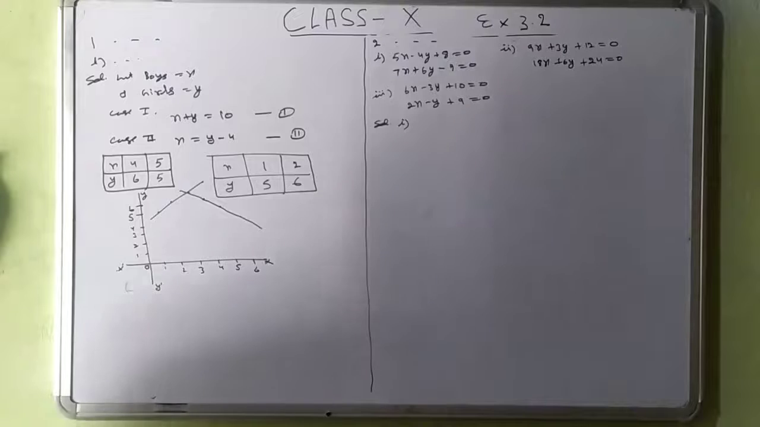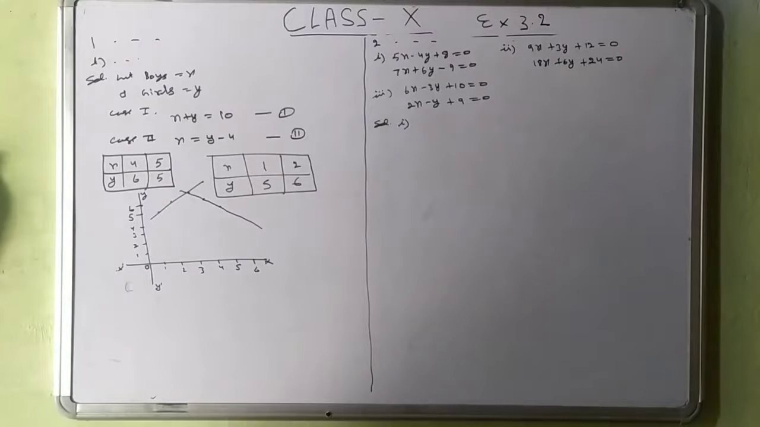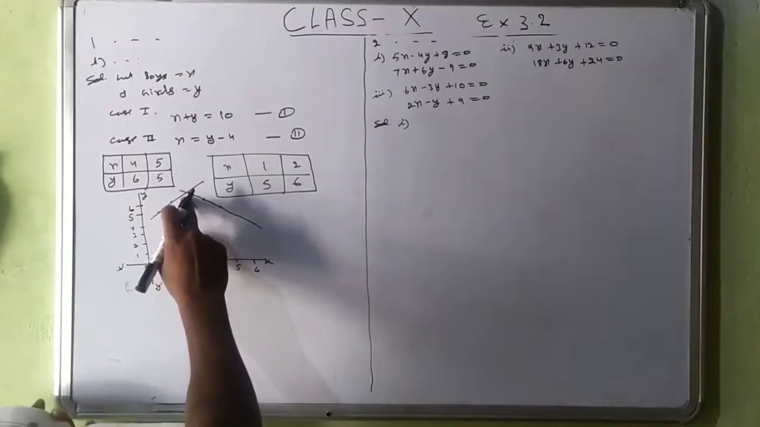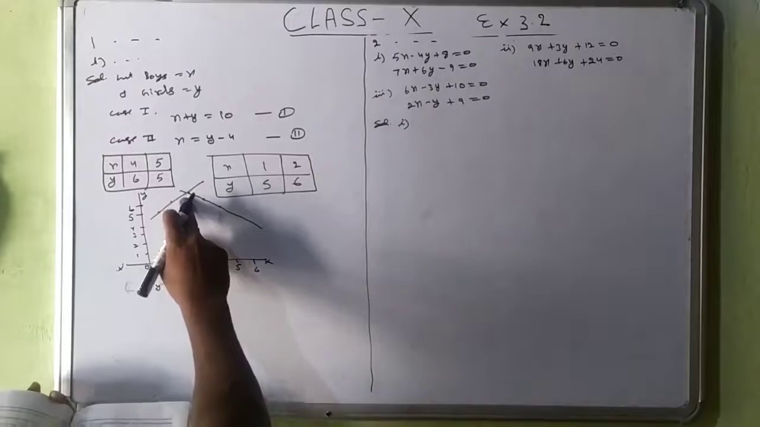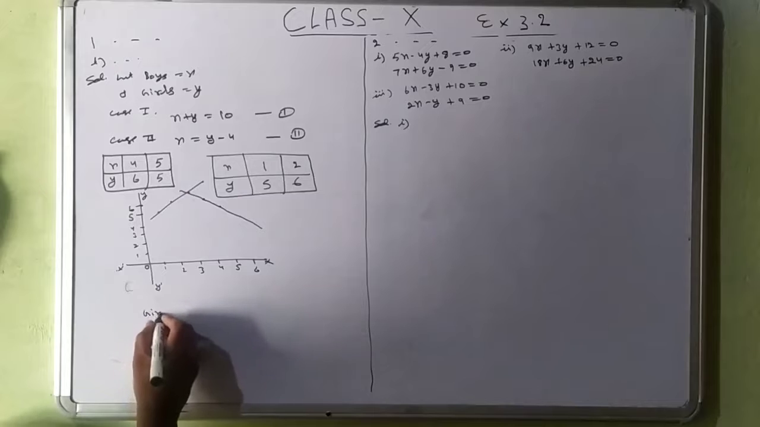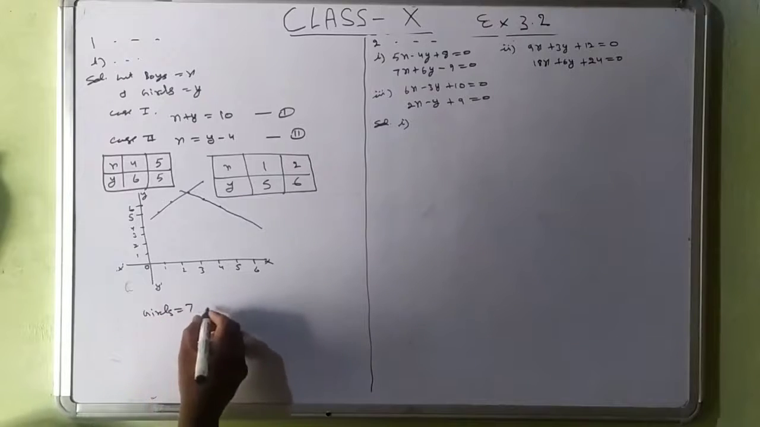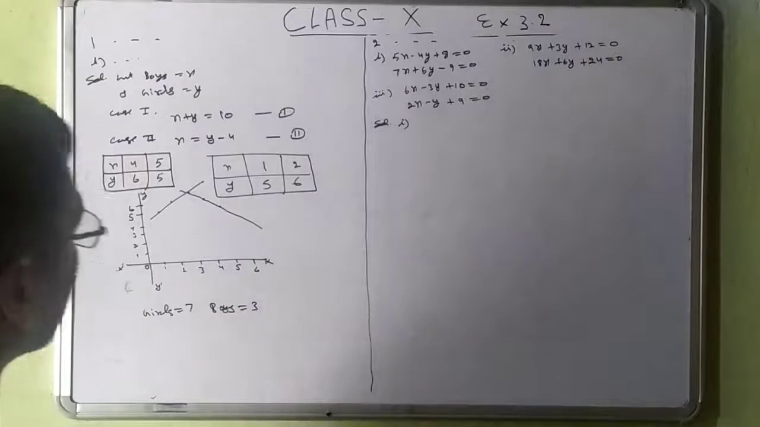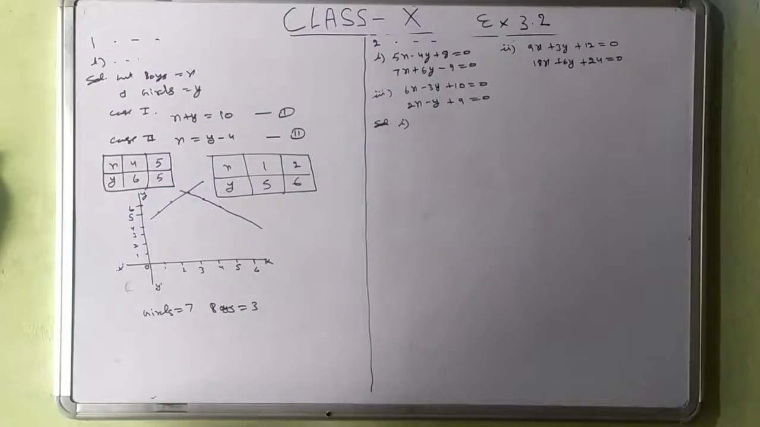Okay, we need to find the answer also. When you draw on the graph, you will see that this point is the answer. This point is the answer, that is 7 and 3. So girls is equal to 7 and boys is equal to 3. Okay, girls is equal to 7, boys is equal to 3.